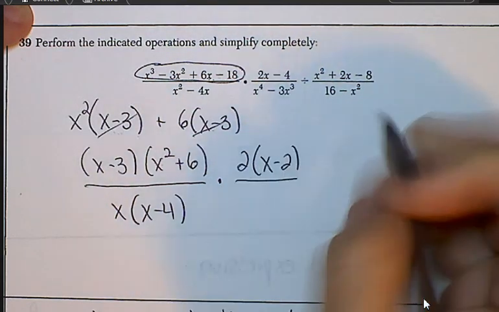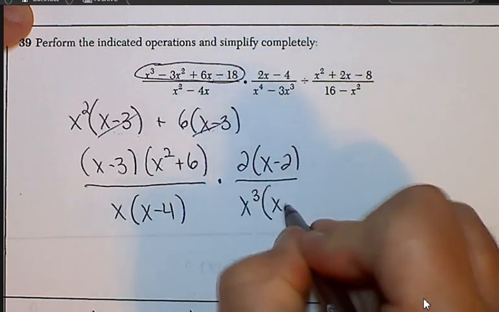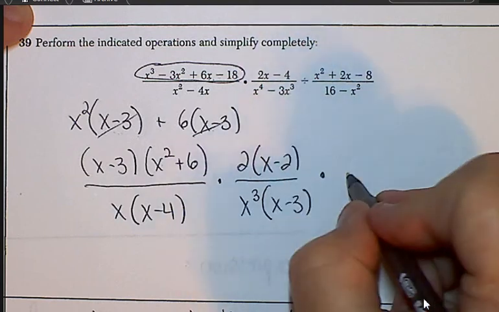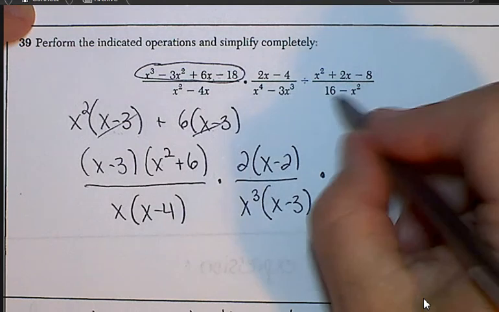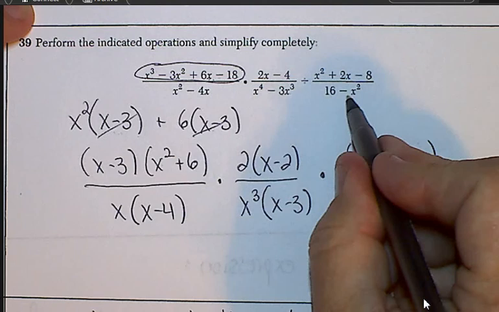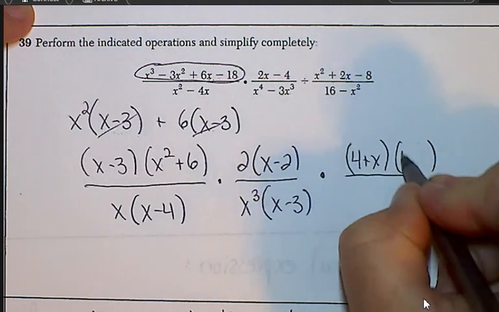Down here I have a greatest common factor of x cubed. I'm going to take that out, leaving me with an x minus 3, times, division changes to multiplication, and this flips. 16 minus x squared goes on top, and it's the difference of two perfect squares. But since the x squared is negative, it's going to come second. So I get 4 plus x and 4 minus x.